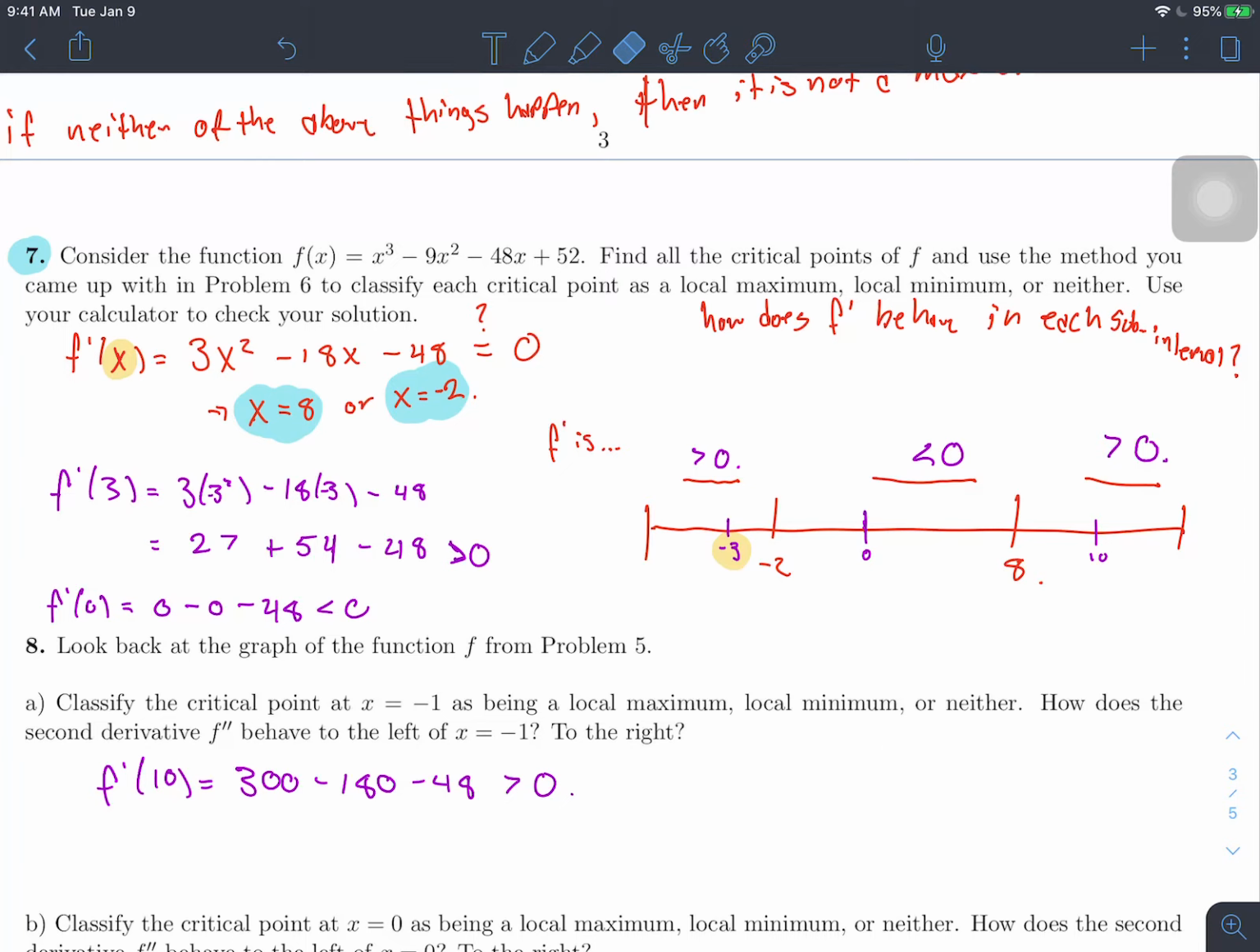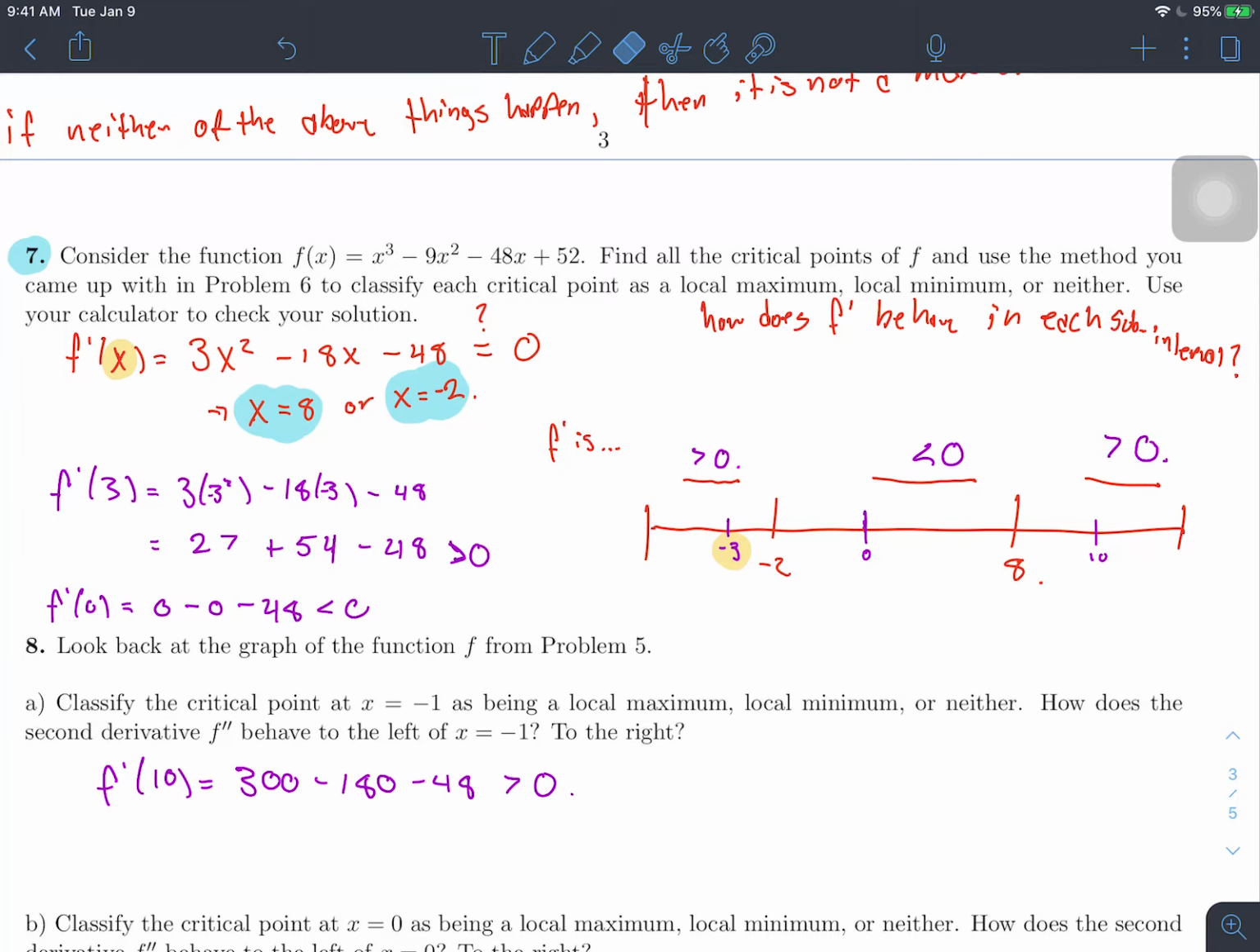Okay, so now we know how f prime behaves in each subinterval. We can decide whether we think x equals -2 and x equals 8 correspond to local minimums or local maximums.